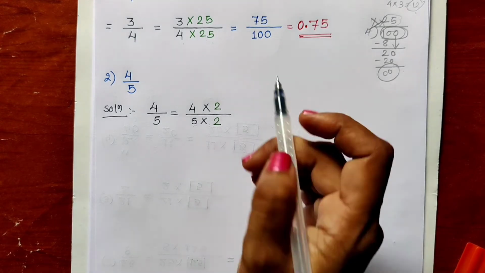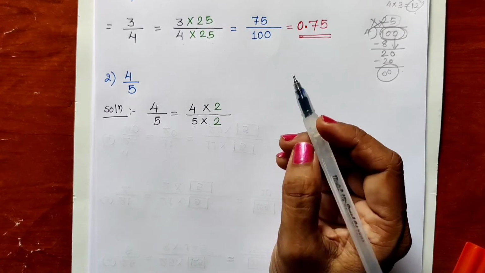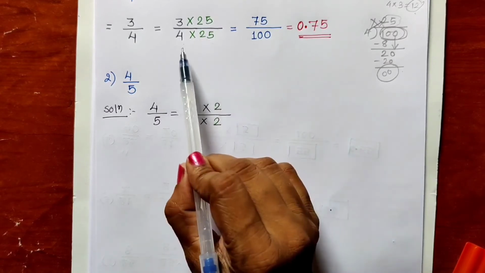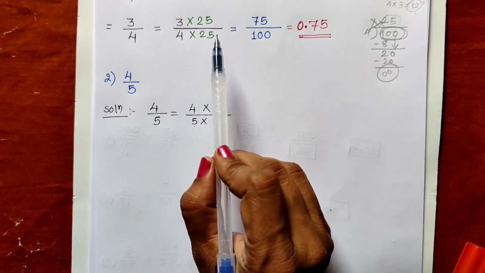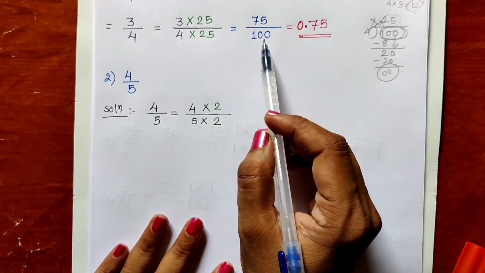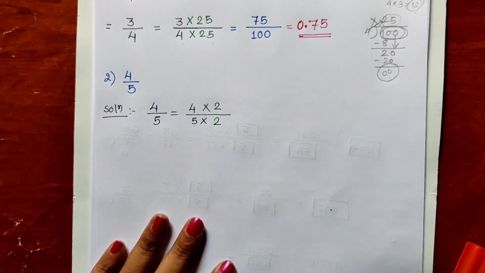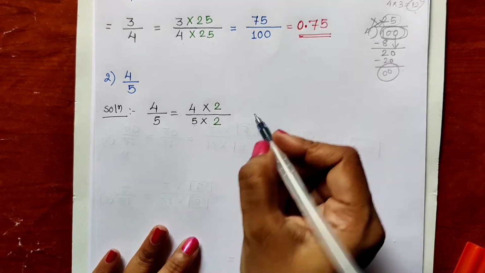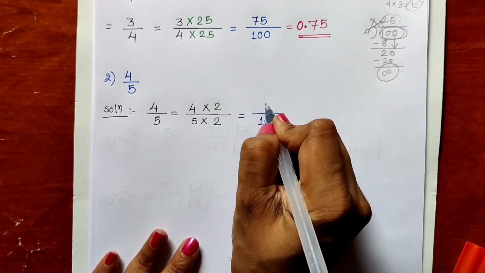See children, it is not necessary that you should get 100. You can get 10 also, you can get 1000 also. In the first sum it was not possible to get 10, so that's why we did the multiplication in such a way that we got 100. Here it is possible to get 10 in the denominator. So 5 2s are 10 and 4 2s are 8.